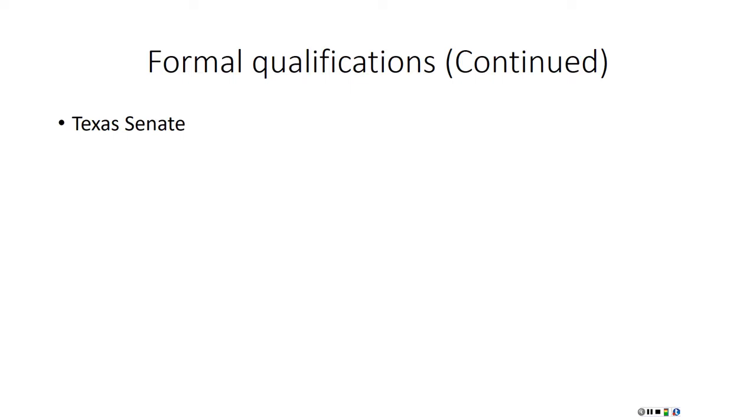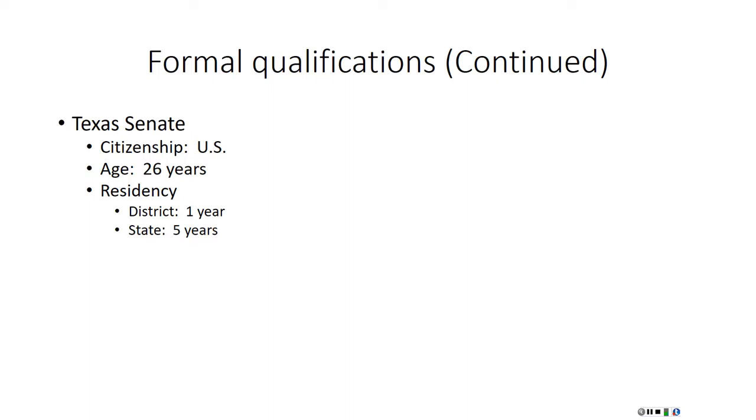For the Texas Senate, well, citizenship, still got to be a U.S. citizen. There's a little bit of difference in age. Instead of 21, you have to be 26. Residency, still have to live in your district for a year, but you have to be a resident of the state for 5 years. Registered voter. So really the only differences: age, an additional 5 years, and state residency, an additional 3. Everything else is the same.